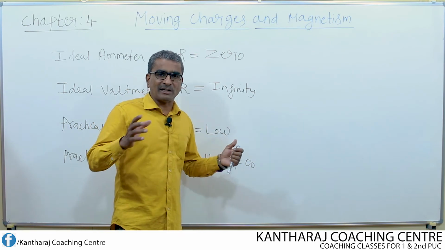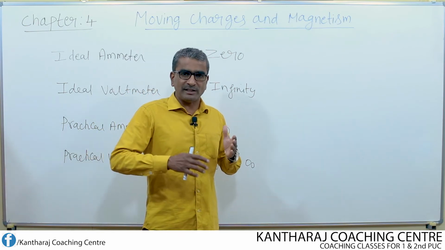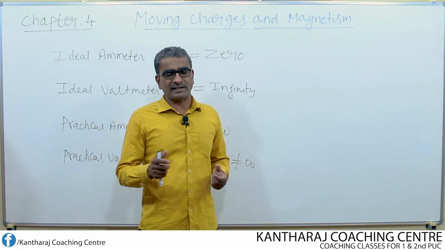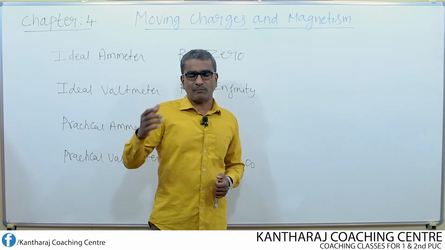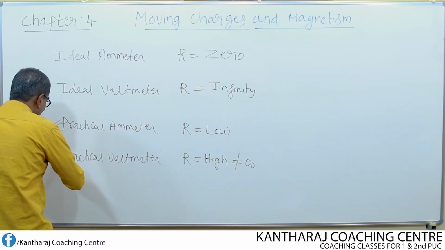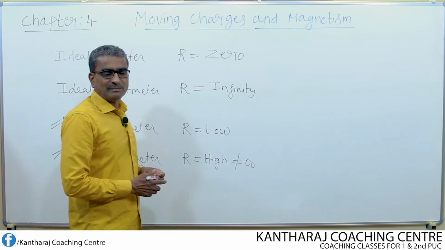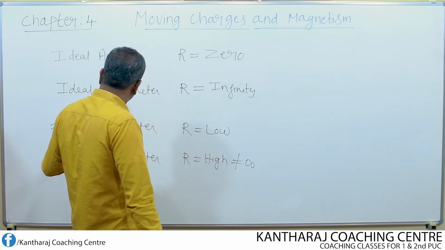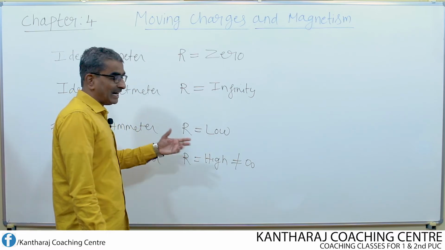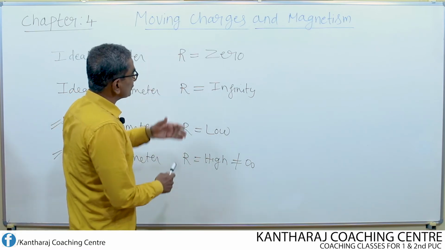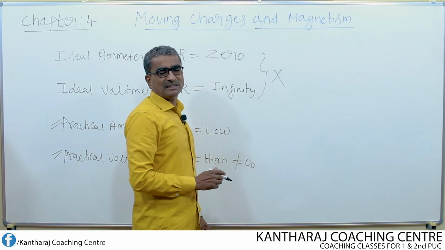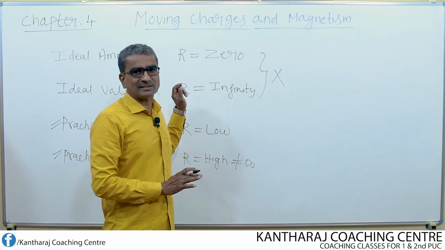So practically, what are all the ammeters and voltmeters we use in the laboratory or in any electrical technology to measure the current or the potential difference? Those ammeters are nothing but practical ones, because it becomes possible to design or construct an ammeter having low resistance and a voltmeter having high resistance, but the ideal ones are practically not possible. That is why they are considered as ideal only, that's all.